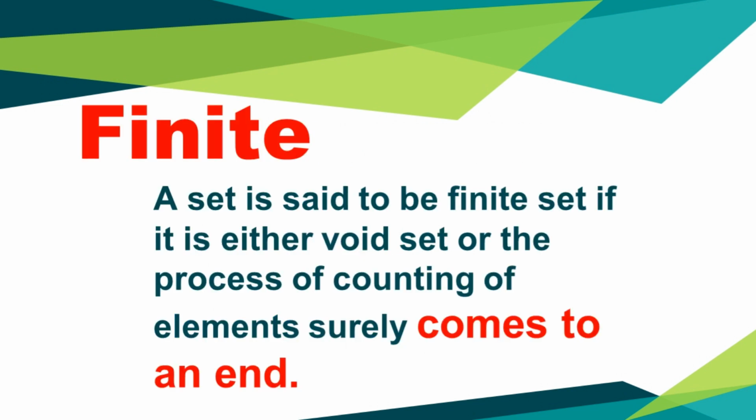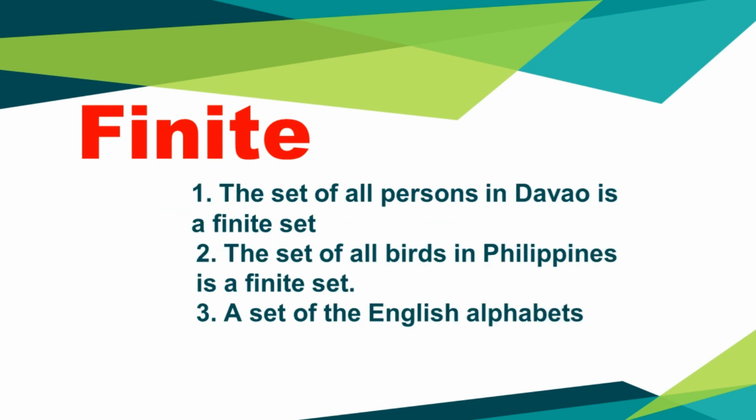Sets can be finite or infinite. A set is said to be a finite set if it is either a void set or the process of counting its elements surely comes to an end. Like, for example, the set of all persons in Davao is a finite set. Second, the set of all birds in the Philippines is a finite set. Third, the set of English alphabets is a concrete example of a finite set.